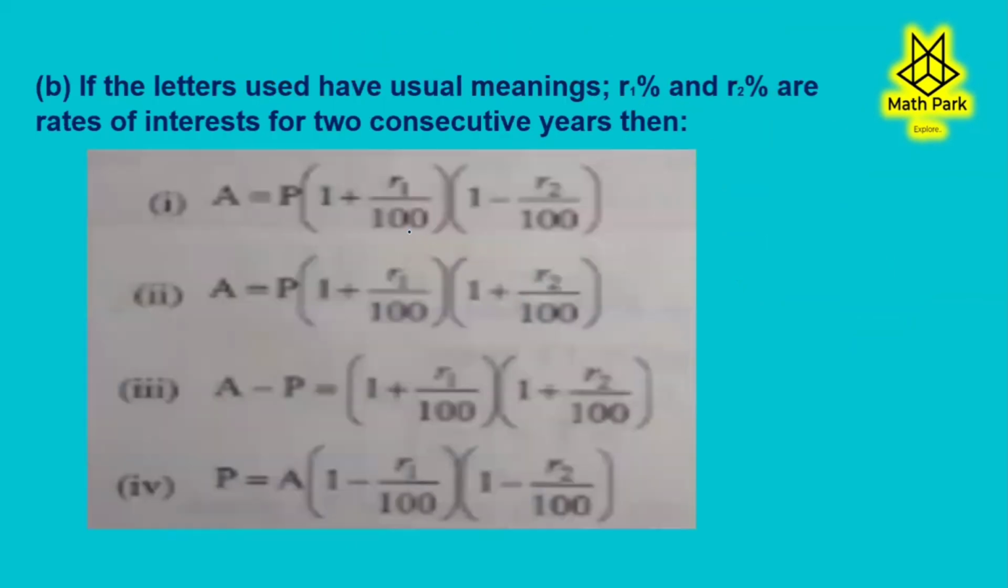The second question, if the letters used have usual meanings like R1% and R2% are the rates of interest for 2 consecutive years, then the amount is given by the formula A is equal to P bracket 1 plus R1 upon 100 into 1 plus R2 upon 100. So second option is the correct option.